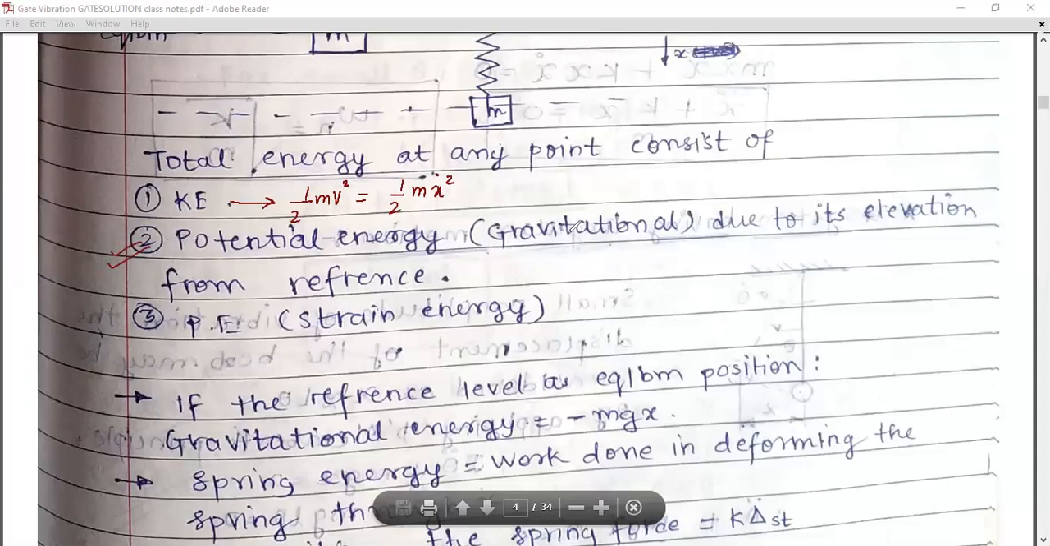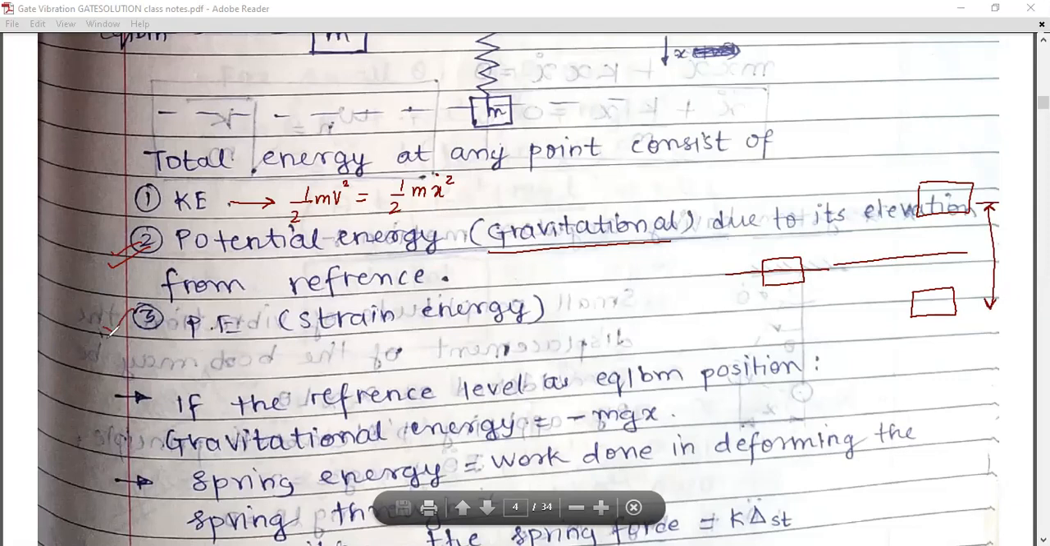In terms of potential energy, there are two types. The first one is your gravitational potential energy due to its elevation from the reference point. You can see the mass at the mean position, then the mass at the maximum displaced position, either on the downward side or at the upward position. So if the mass has elevation, then it has potential energy. That is gravitational potential energy, right?